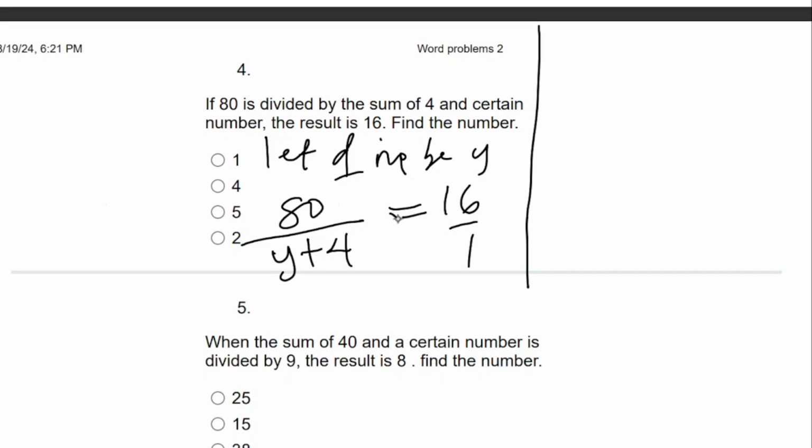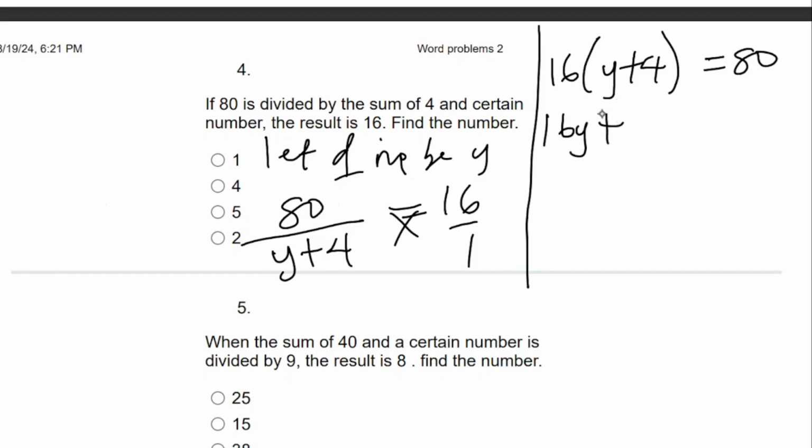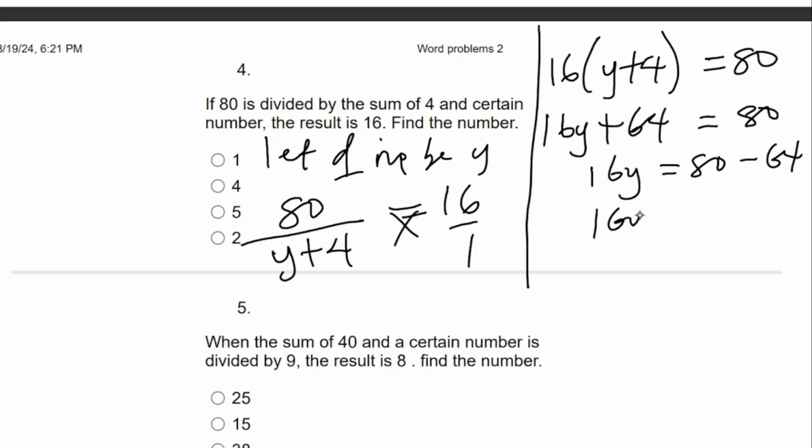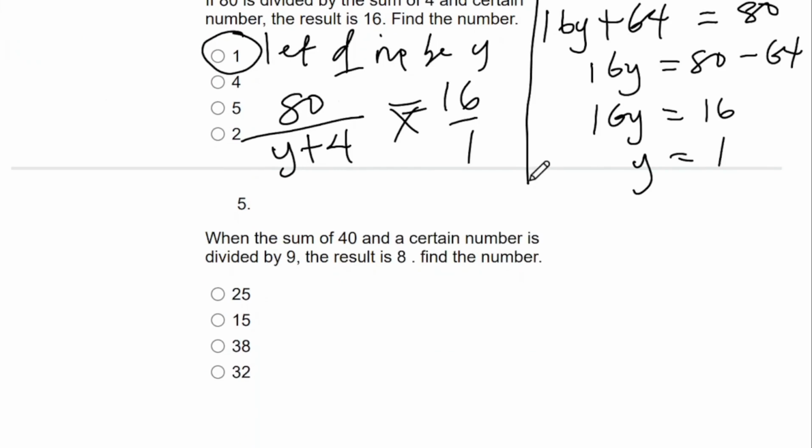So make this 1 over 1. We cross multiply here. That means we're going to have 16 into y plus 4 equals 80. So we open this, that gives us 16y plus 16 times 4, which gives us 64, equals 80. We collect like terms, that will be 16y equals 80 minus 64. So that will be 16y equals 16. So y equals 1. So that's the answer here. It's so easy.